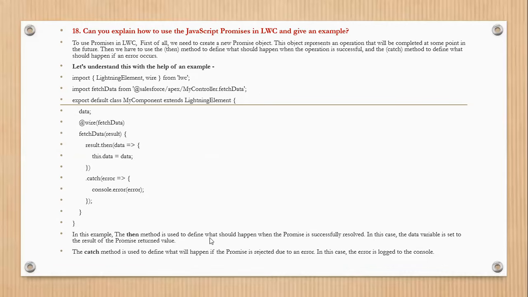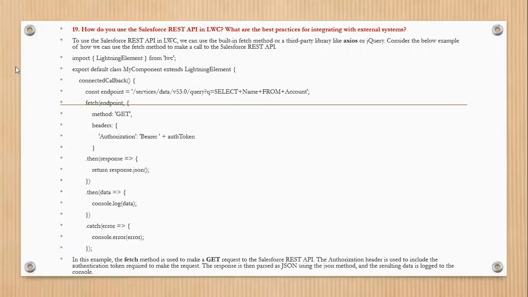In this example, the then method is used to define what should happen when the promise is successfully resolved. In this case, the data variable is set to the result of the promise. The catch method is used to define what will happen if the promise is rejected due to errors. In this case, the error is logged to the console.